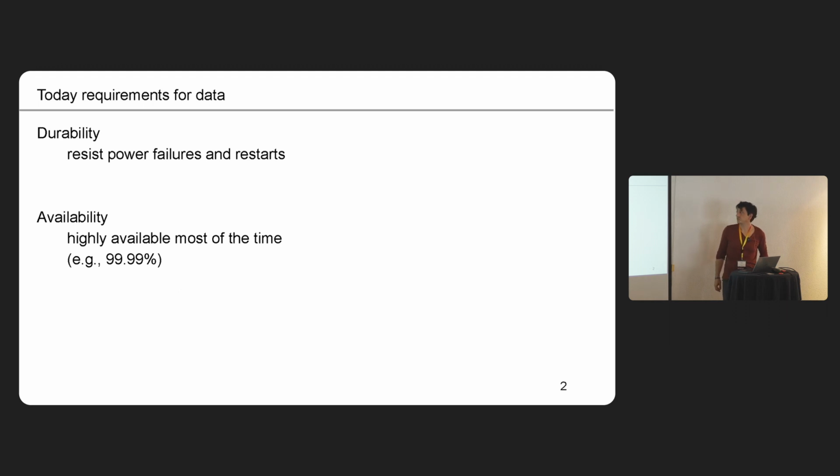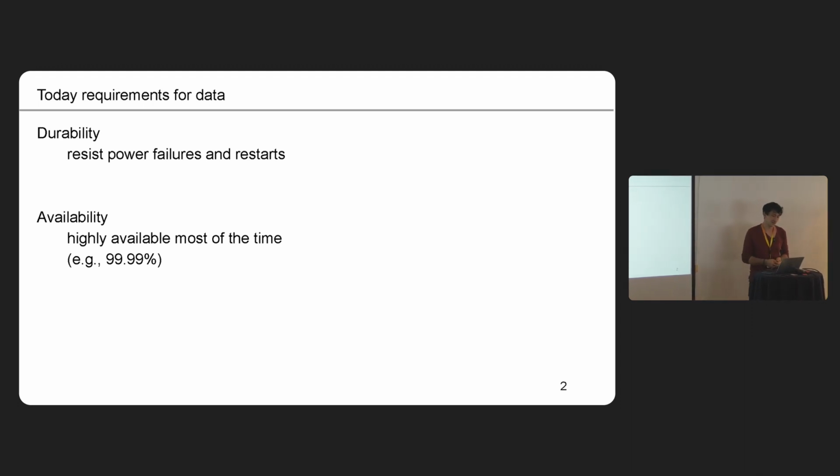So there are two requirements with data today, which is that it's durable, so it resists power failures and restarts, and also that it's highly available, which is that it's there most of the time. Most of the time means that you have many nines after 99. Here it's one example, but in general, cloud services try to achieve 4.9 after 99, which is almost there, except a few minutes during a year.